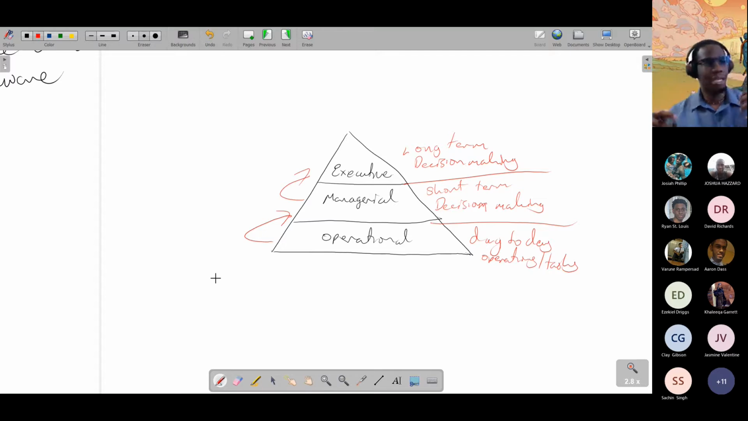So when we have to make a decision in terms of something that even affects the operational level, the executive level has to give input on that, because a change down here could change the direction of where they want to be in the long term. You all with me on this?